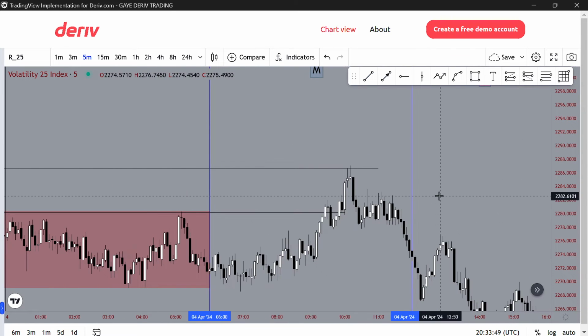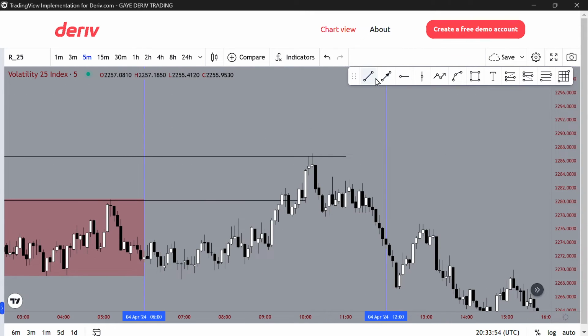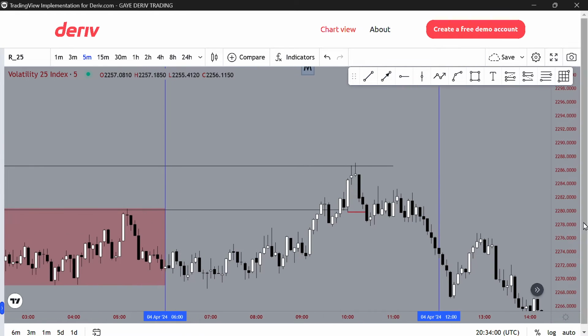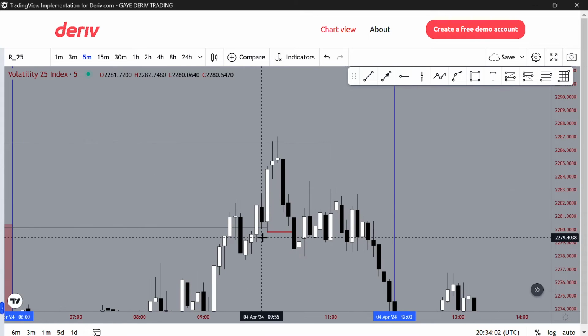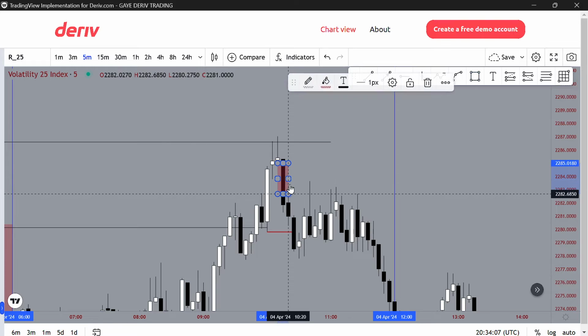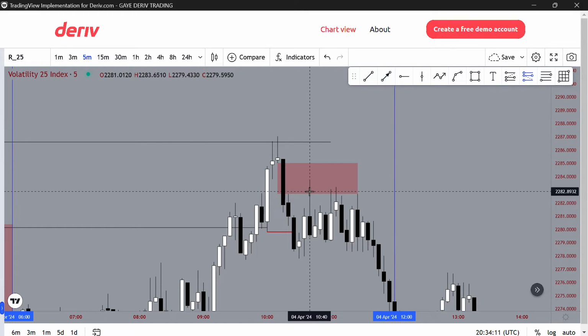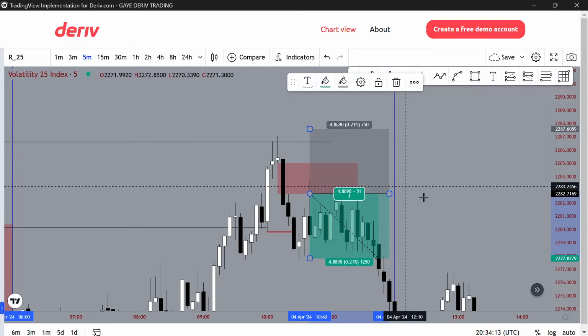On the 5 minutes chart, we are looking for a market structure shift. Here we can see that price shifted this swing low, that swing low right there. Price left behind a fair value gap, and that fair value gap is your entry. Very, very simple.